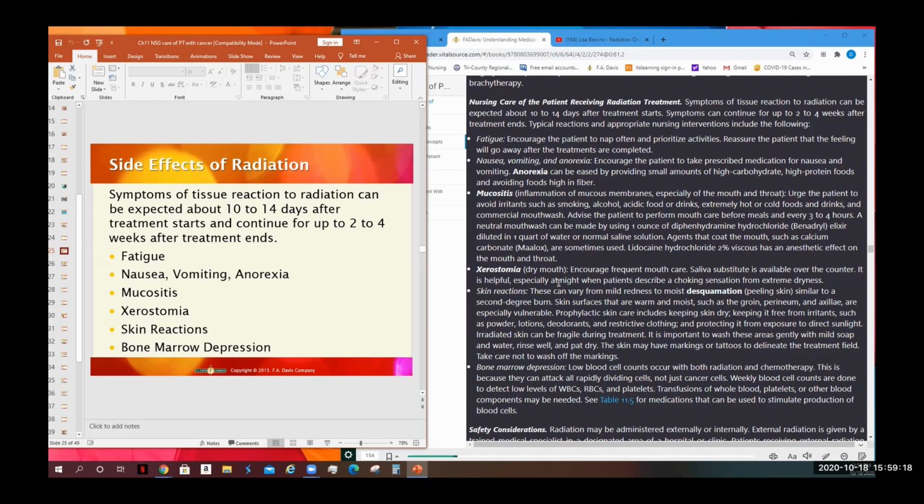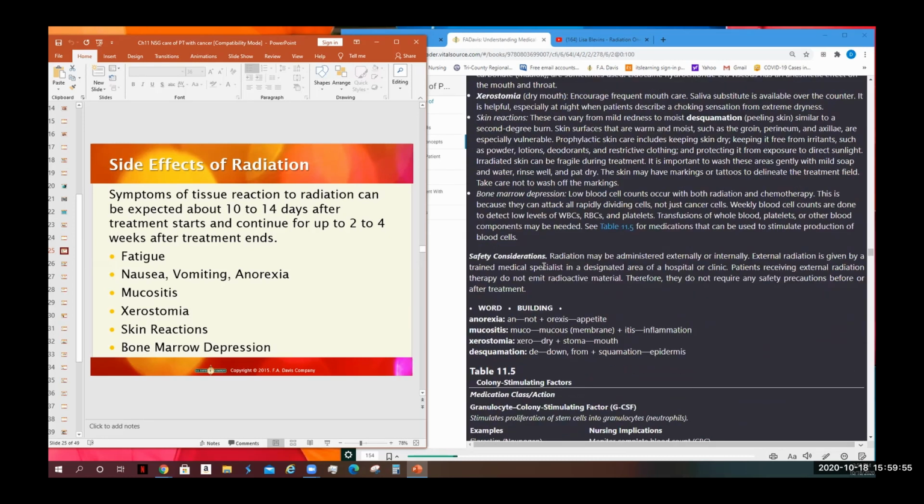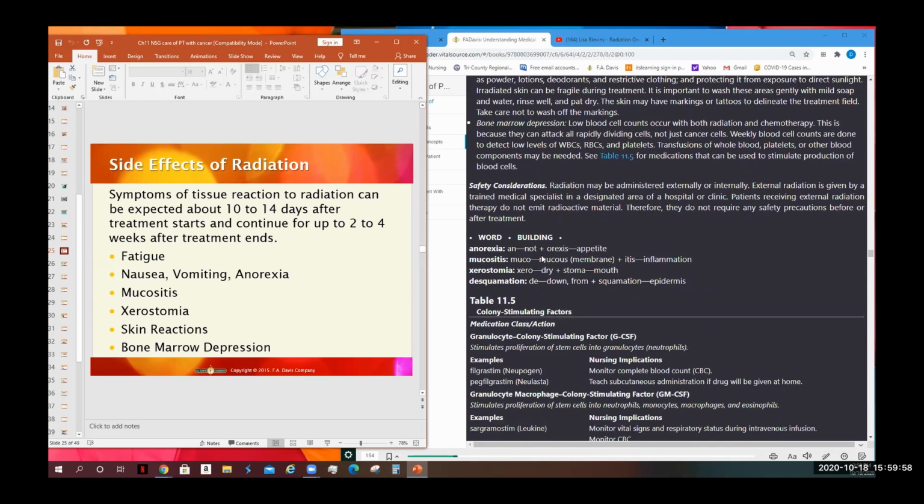But bone marrow depression, low blood cell counts, occur with both radiation and chemotherapy. This is because they can attack all rapidly dividing cells, not just cancer cells. Weekly blood cell counts are done to detect low levels of WBCs, RBCs, and platelets. Transfusions of whole blood, platelets, or other blood components may be needed. See Table 11.5 for medications that can be used to stimulate production of blood cells.